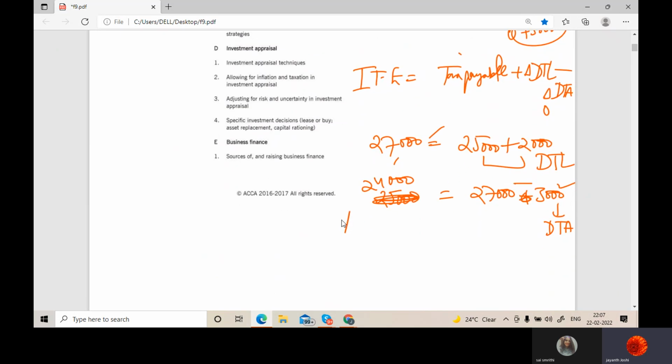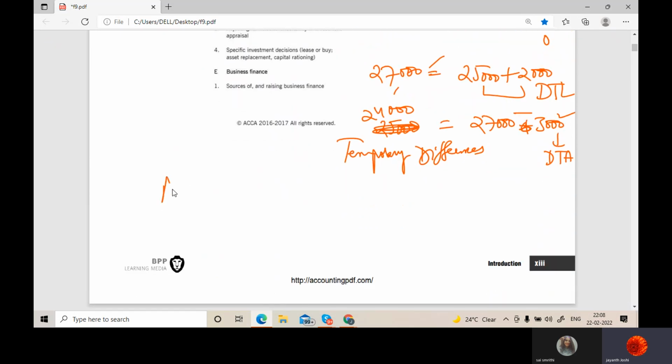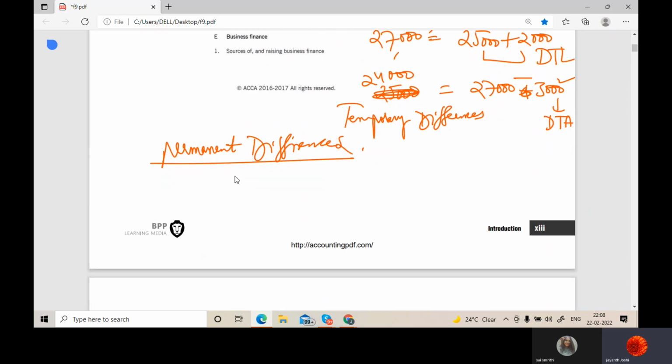This has got created because of temporary differences. I've explained what temporary differences are. Now there can be permanent differences also. Just these two differences and we are done. We can go with our examples.